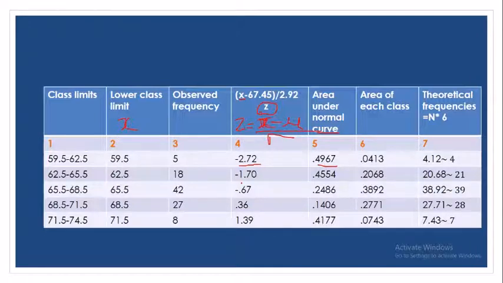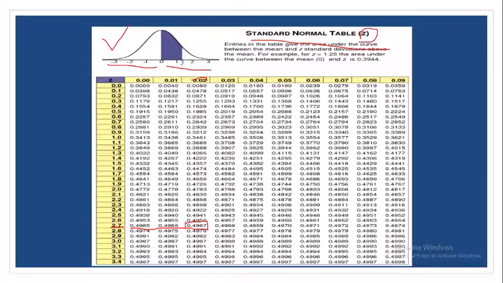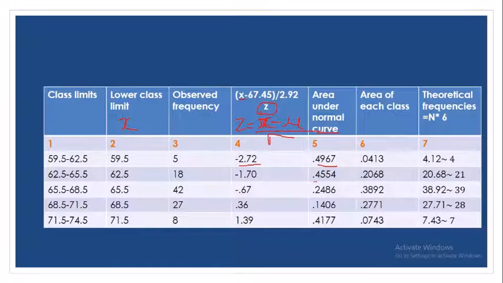Now you check the next value. So the next value is negative 1.70. As I said earlier, I'm not going to consider the sign, I'm going to take into consideration the magnitude only, that is 1.70. So my value is 0.4554. Let's see, is that what I'm getting? Yes. So similarly you fill the values under column 5.